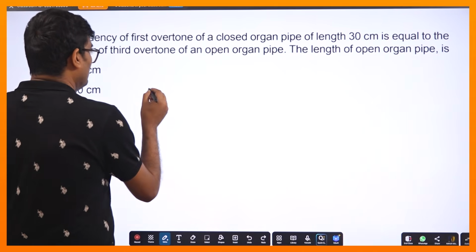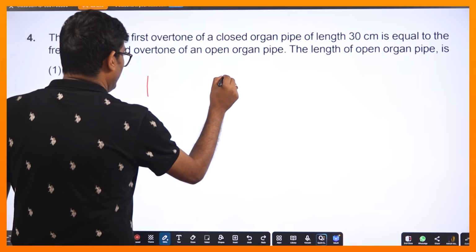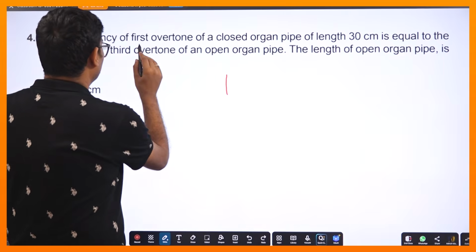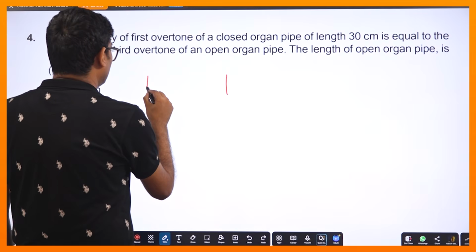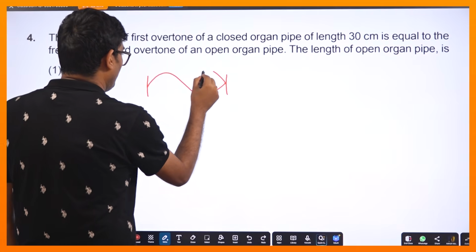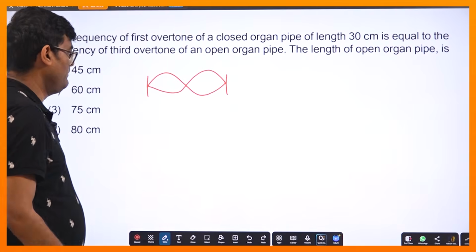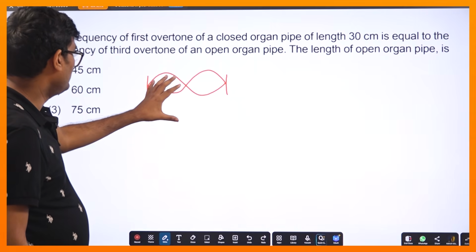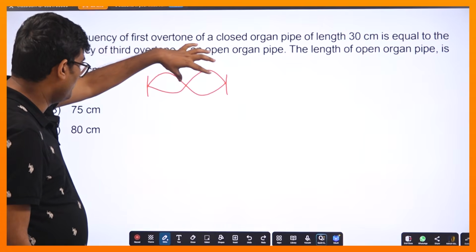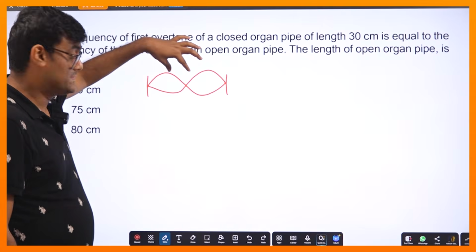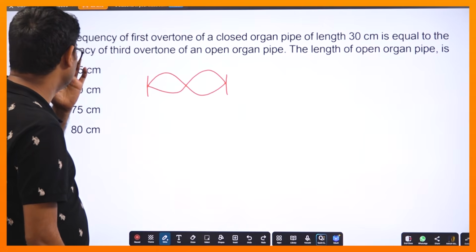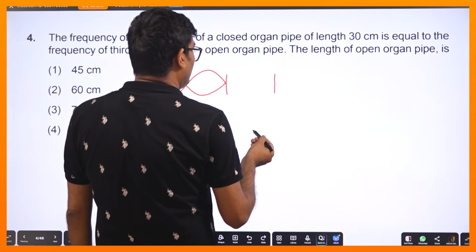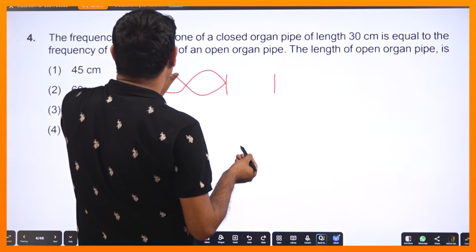So if you remember, the first overtone of a closed organ pipe looks like this. I am talking about the displacement waveform. The displacement wave of sound looks like this in a closed organ pipe, and in an open organ pipe, we have a third overtone.